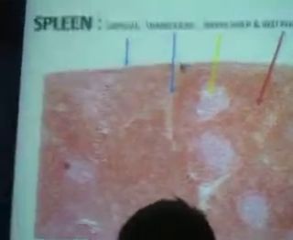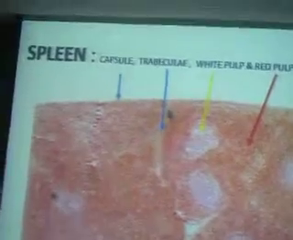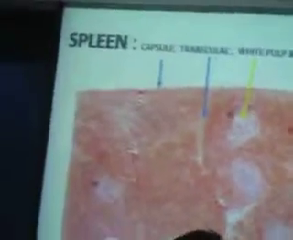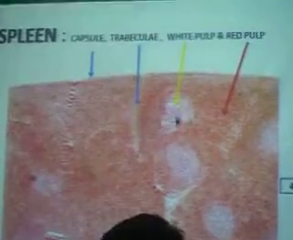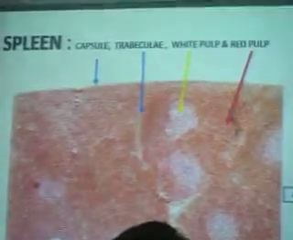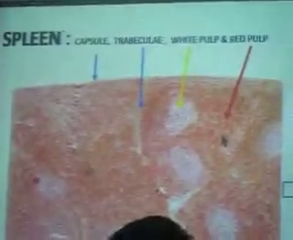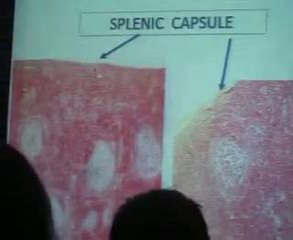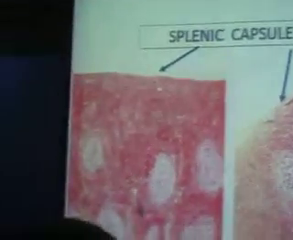The capsule will send extensions into the deeper structure. Again, you have the trabecula. And then you have the white area, which represents the lymphoid nodule, which is your white pulp. And then in between the white pulp, you will have your red pulp. So what do you have in the white part? For each white part, you'll have your central artery.